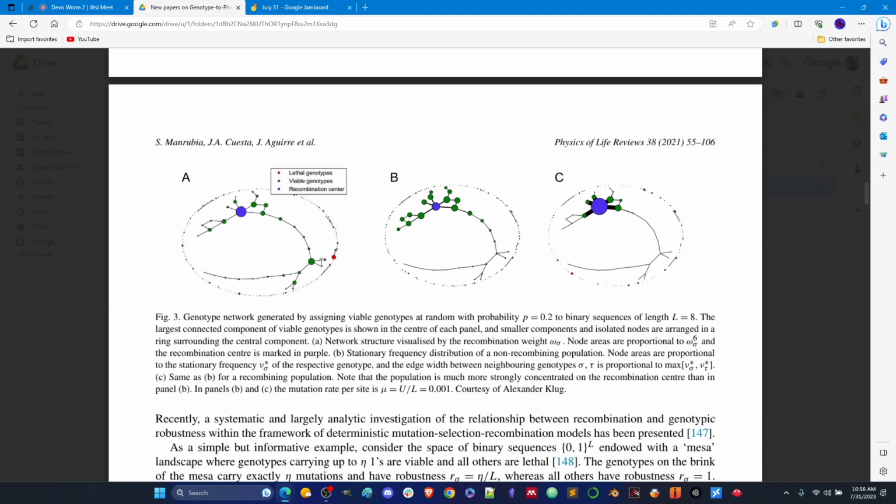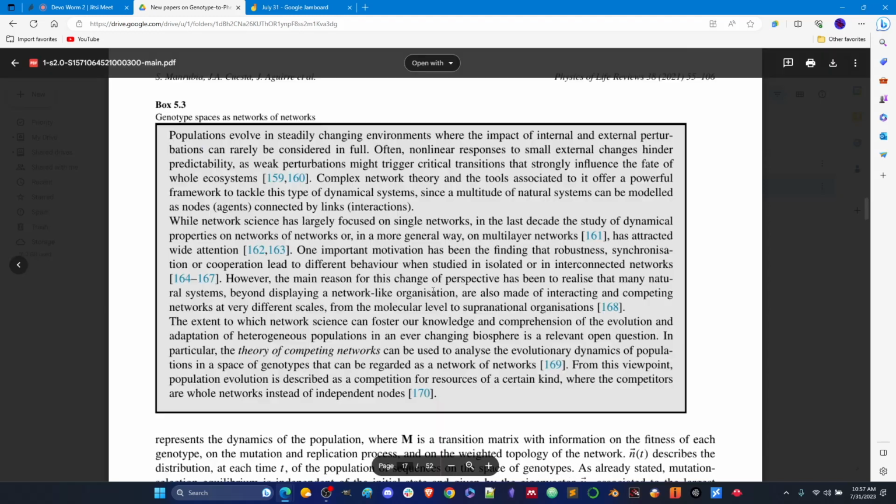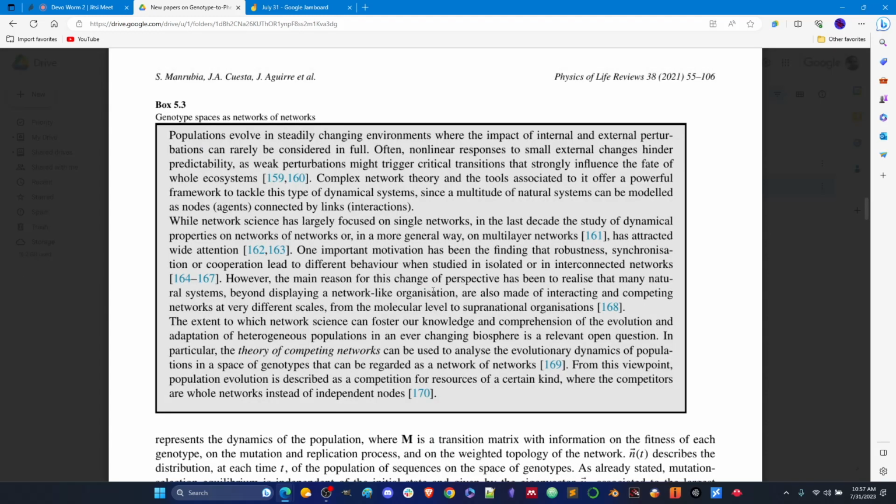This shows a network of different genotypes. It shows lethal genotypes here, viable genotypes in green, and then recombination centers in blue. So you can connect genotypes together in a network. This shows how this happens in different simulations at different mutation rates and produces these genotypic networks. And so that leads us to box 5.3, genotype spaces as a network of networks. This is where we have networks that then form networks of their own so that they're connected.